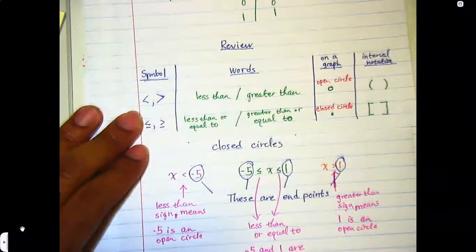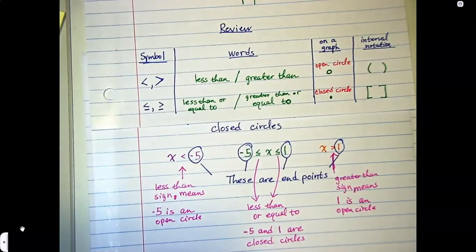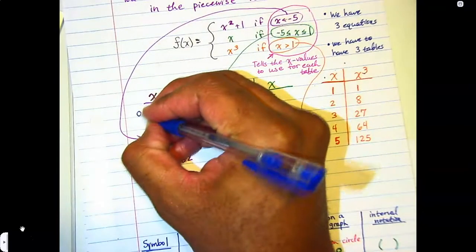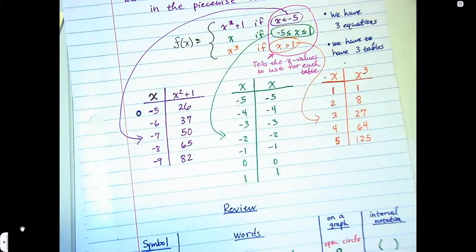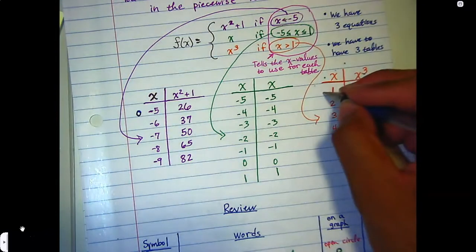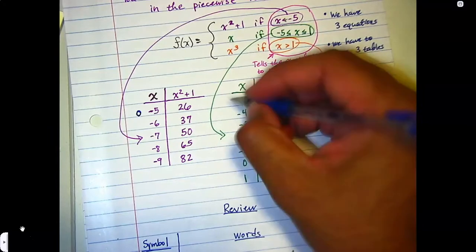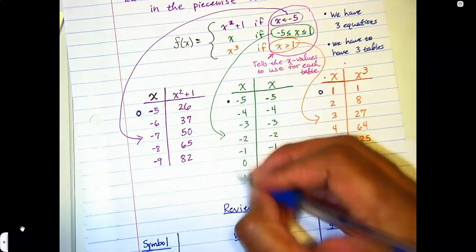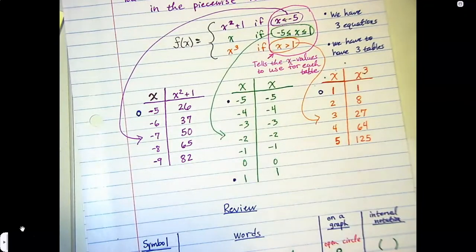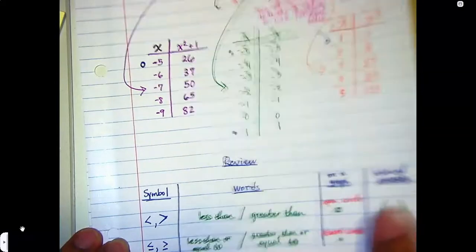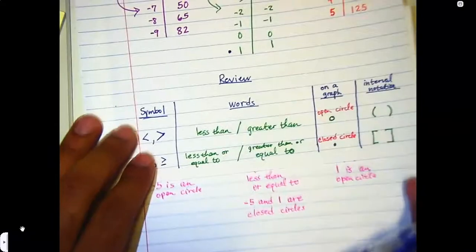Coming back to our tables, we're going to put those symbols on here. A -5 on the first table is an open circle. For 1 on the third table, it's an open circle. And for -5 and 1 on the second table, we have closed circles. That makes sense with the less than and greater than signs we had. Putting it all together, we're getting that.